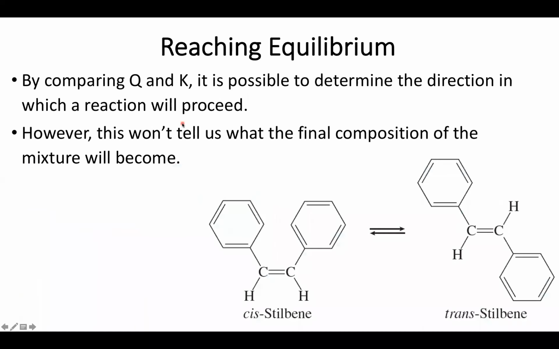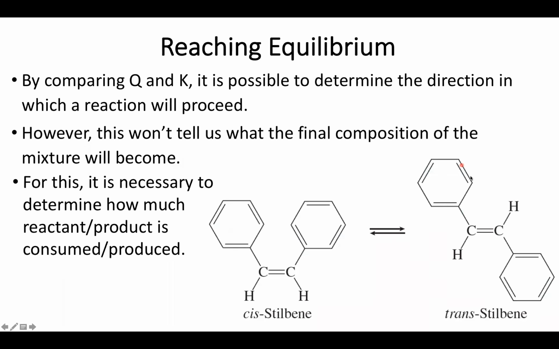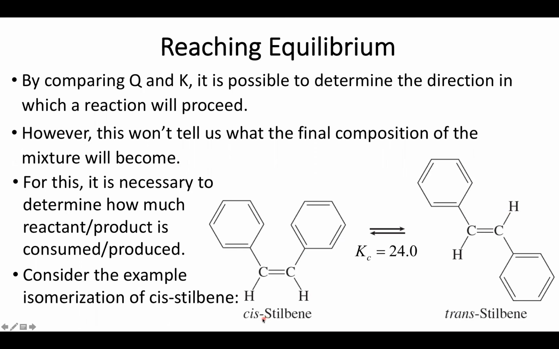So one of the big things when we're trying to look at an equilibrium reaction is that Q helps us figure out which direction a reaction occurs. However, what it doesn't tell us is the exact composition of that reaction. So what we need to do is figure out how much of our reactant ends up becoming product or product becomes reactant. Now, Q will help us determine which way the reaction goes, and that will end up helping us as we go forward. But let's go ahead and look at this example of the transformation of cis-stilbene to trans-stilbene.